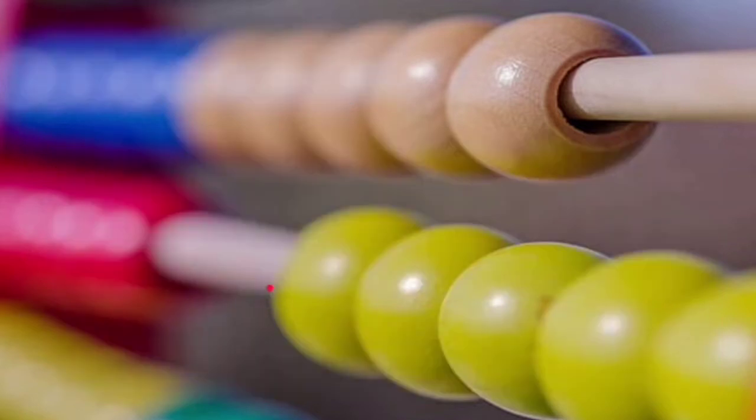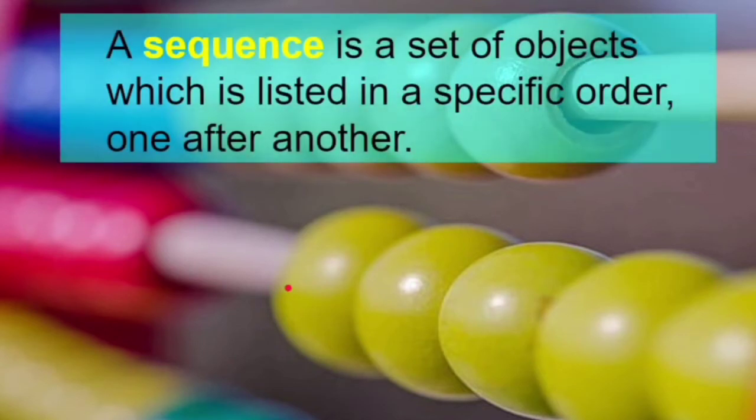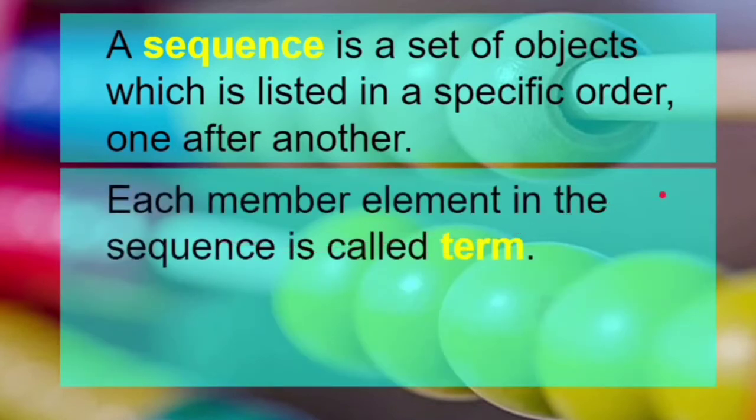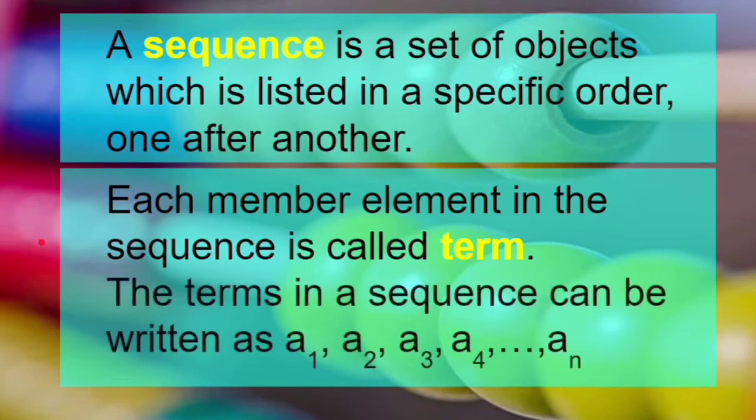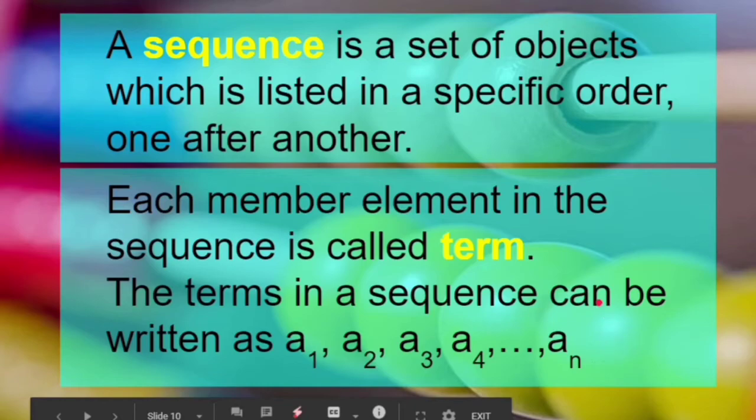Another definition of sequence: it is a set of objects which is listed in a specific order, one after another. And each member or element in the sequence is called a term. So in our example, x, 2x squared, 3x cubed, 4x raised to 4, 5x raised to 5, and 6x raised to 6, those are called the terms of the sequence. The terms in a sequence can be written as a sub 1, a sub 2, a sub 3, a sub 4 up to a sub n, wherein a sub 1 is the first term, a sub 2 is the second term, a sub 3 is the third term, a sub 4 is the fourth term, and a sub n is the nth term.